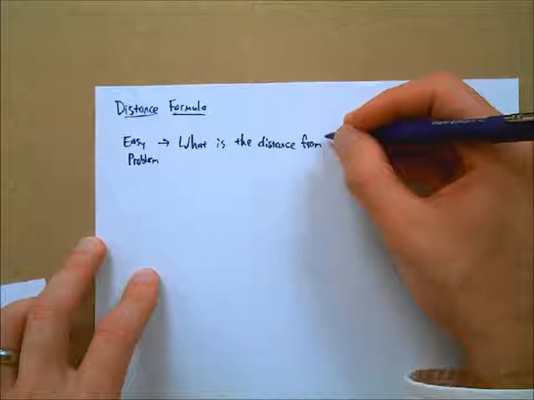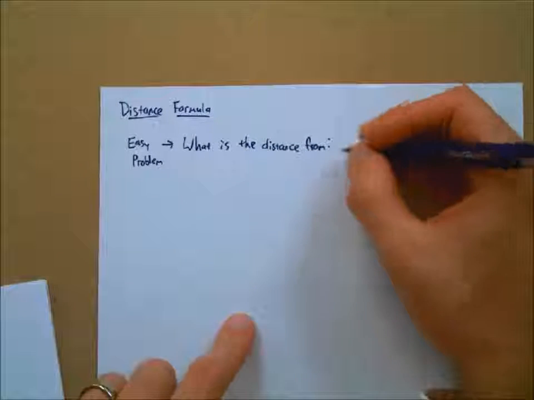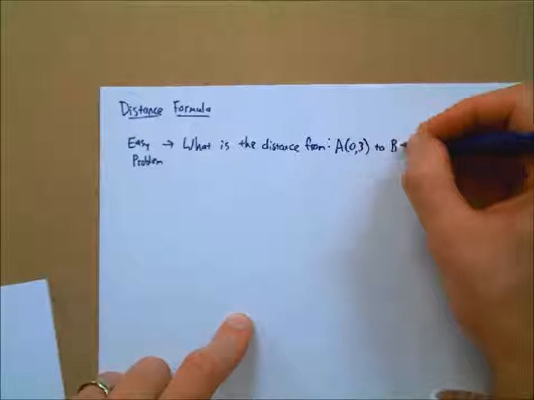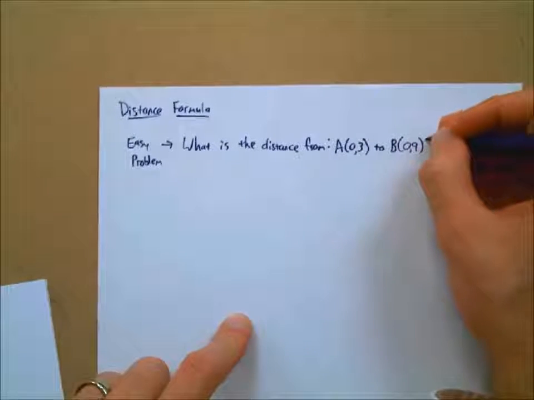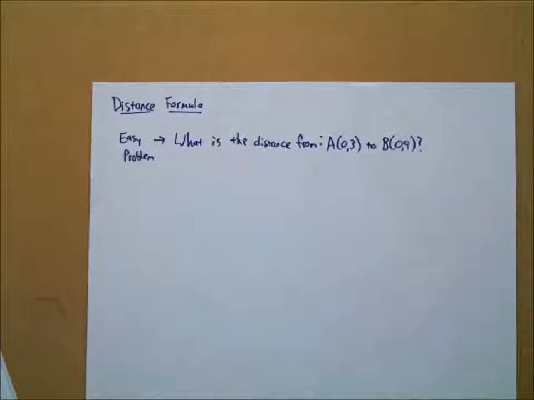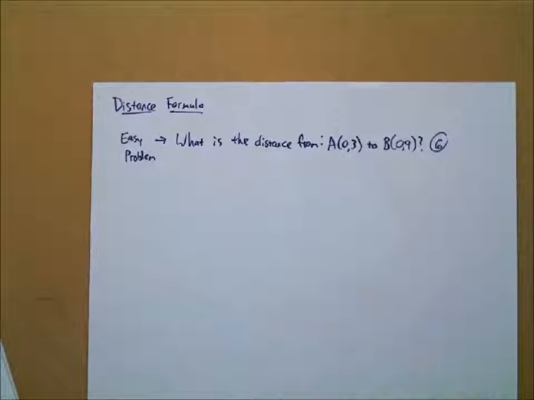So before we do the actual distance formula, there are some situations where we can figure it out without having to do any sort of crazy calculations. For example, an easy problem is: what is the distance from A that has coordinates 0, 3 to B that has coordinates 0, 9? Read: 6. Exactly right. Did you use a distance formula there, Reed? No. Don't need to, right?